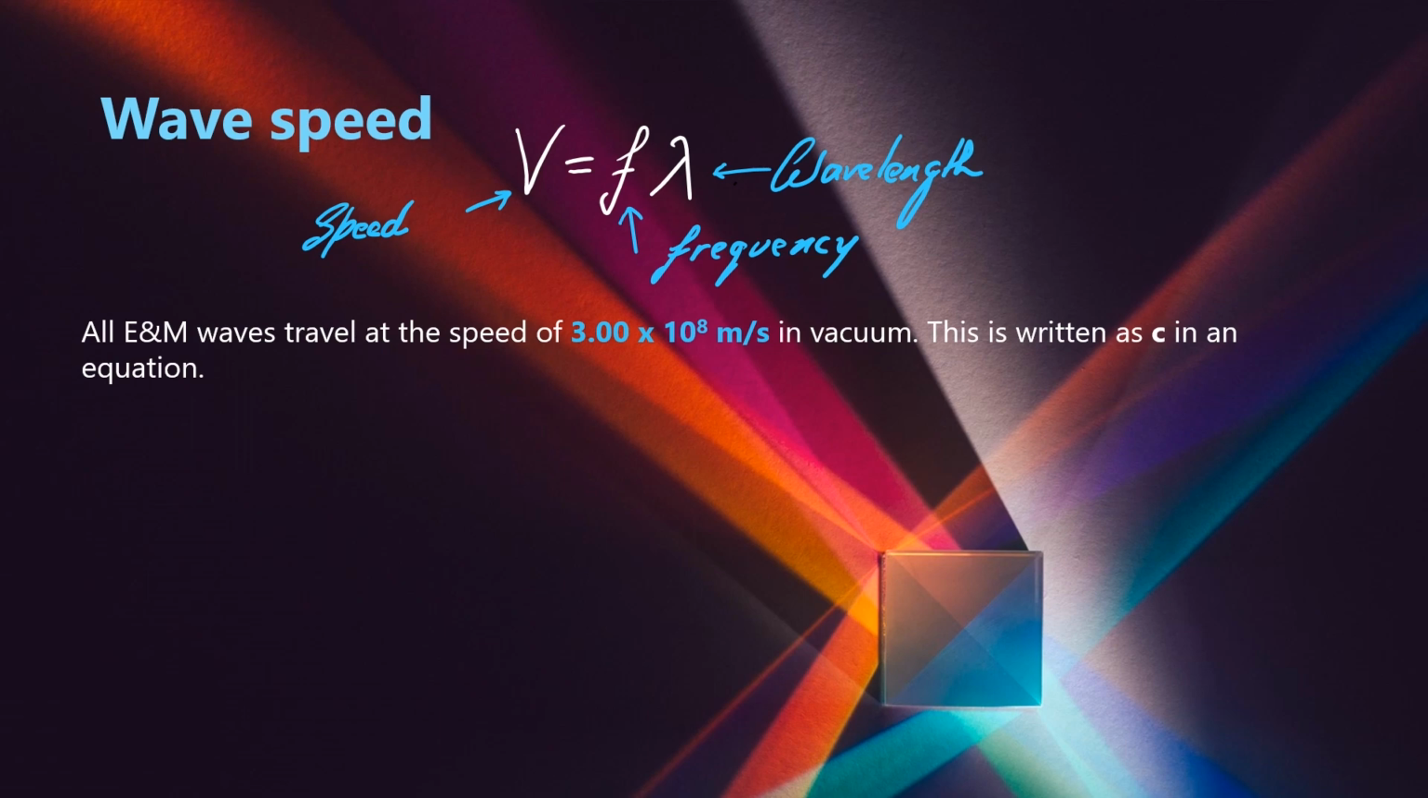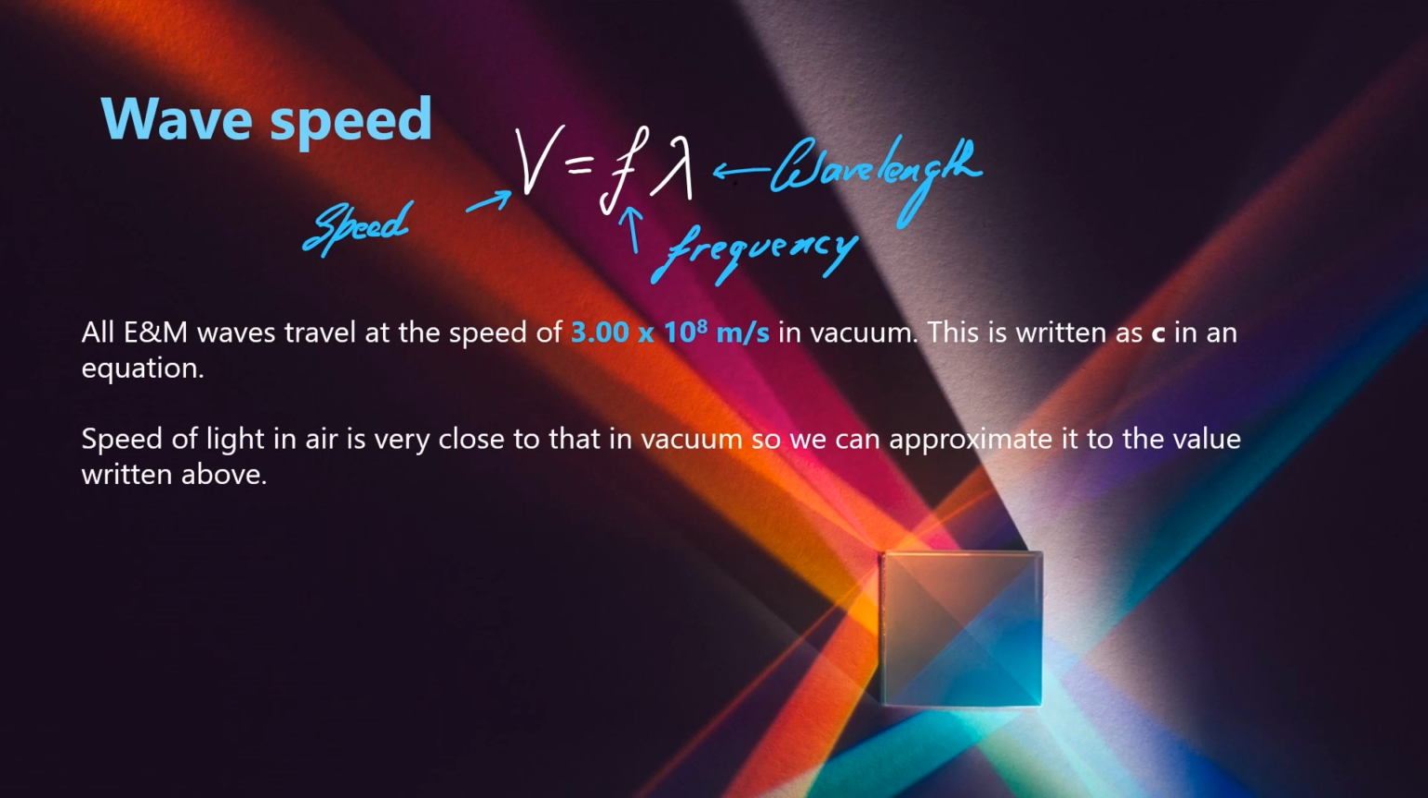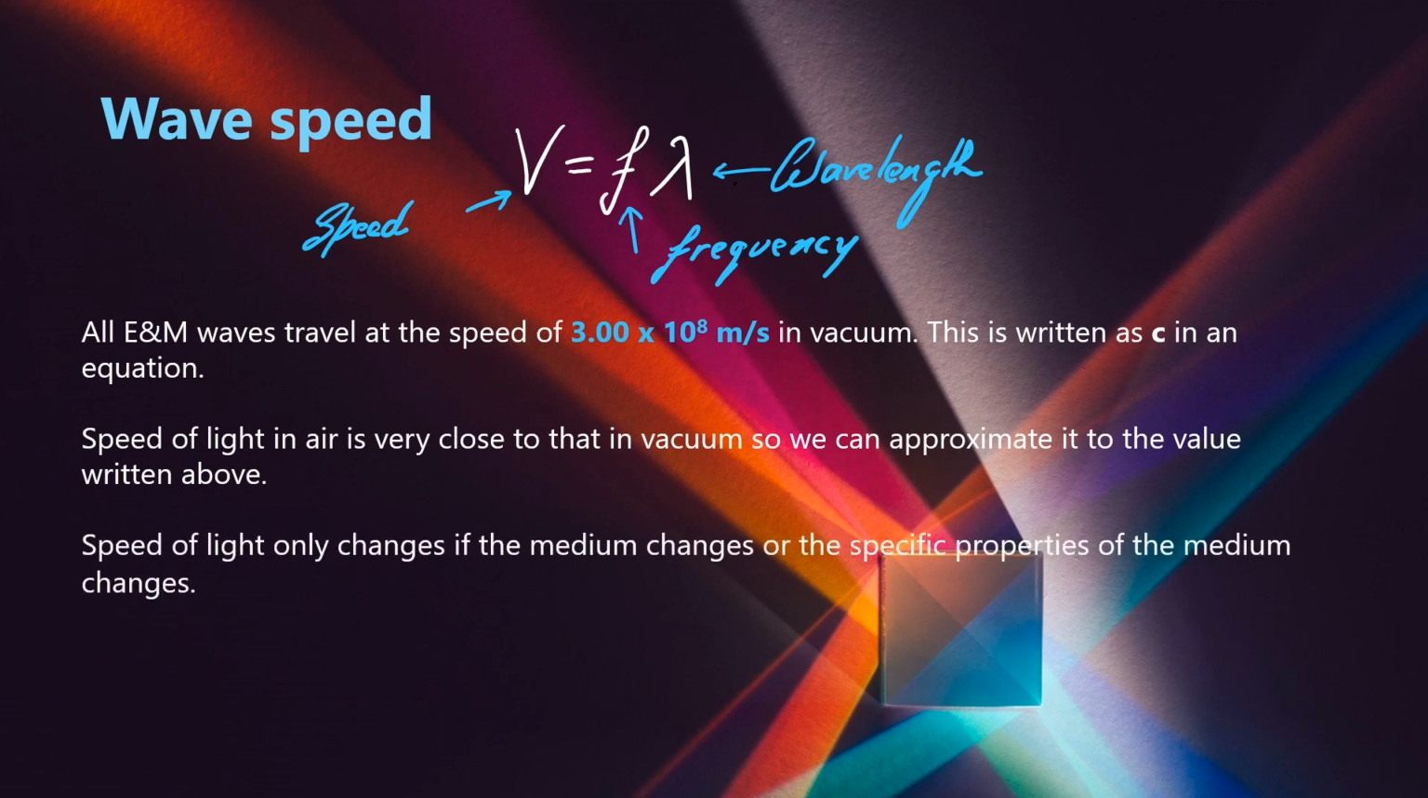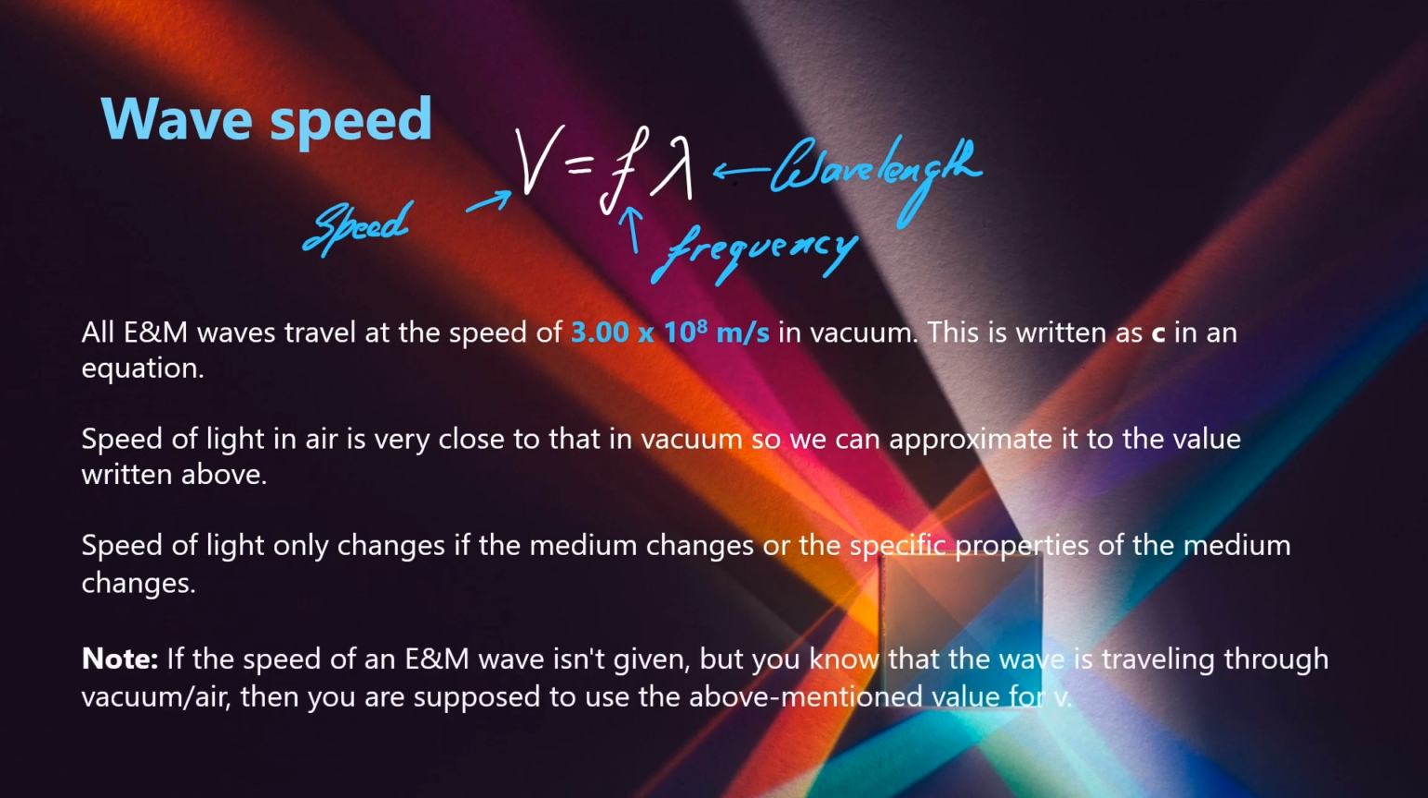When these rays pass through some other media, their speed will change. All right, speed of light in air is very close to that of vacuum, so we can just approximate it to the same value. Speed of light only changes if the medium changes or the specific properties of the medium change. If the speed of an electromagnetic wave isn't given in a question, you can just assume that the question is talking about either air or vacuum, and you can just assume the constant value that we have and do your problem solving with it.